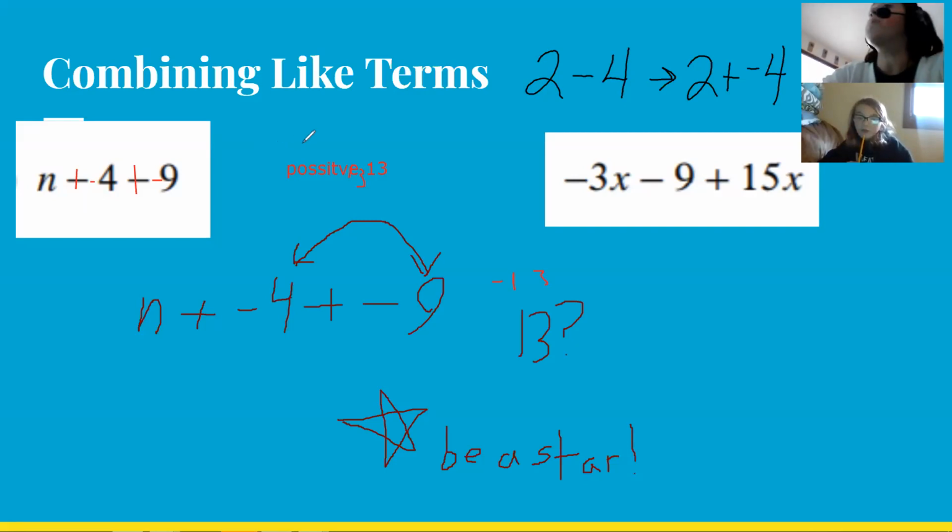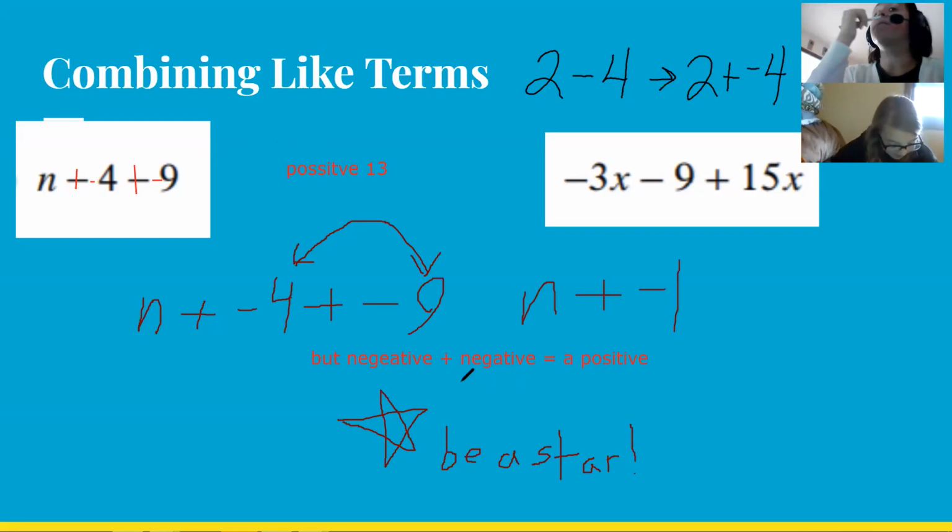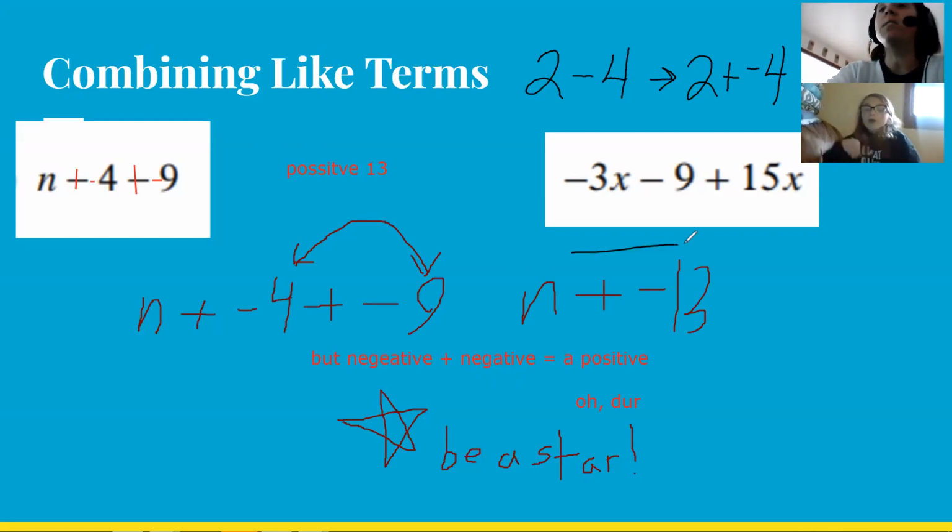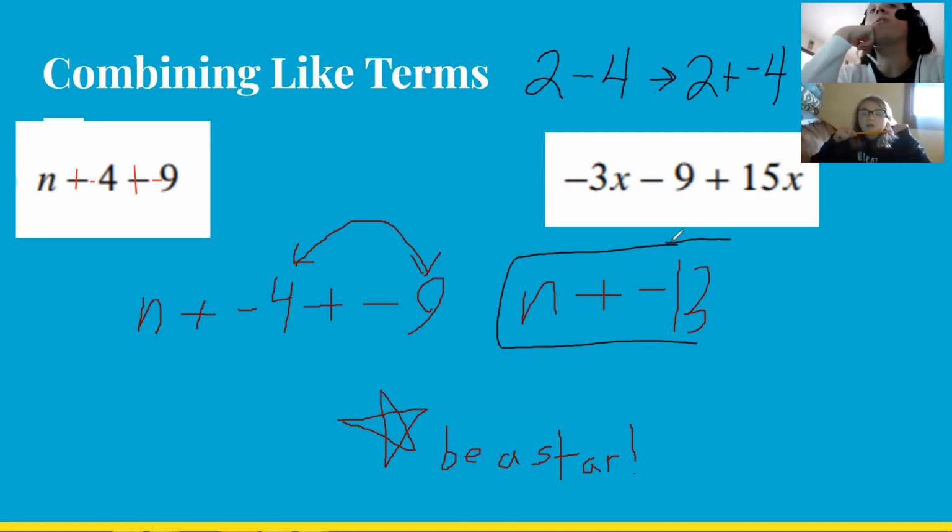Don't get confused with multiplication. With multiplication, 2 negatives make a positive. But when you add, you get -13. And it's okay to use a calculator to check your work here. Totally fine. That's when you multiply. Negative times a negative is a positive. But when you add 2 negatives, you get more negative. So this would be our final answer there, n plus -13.